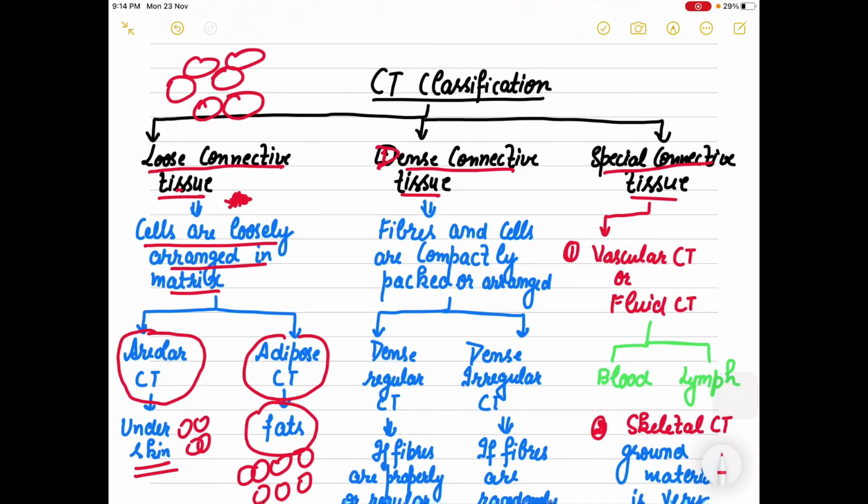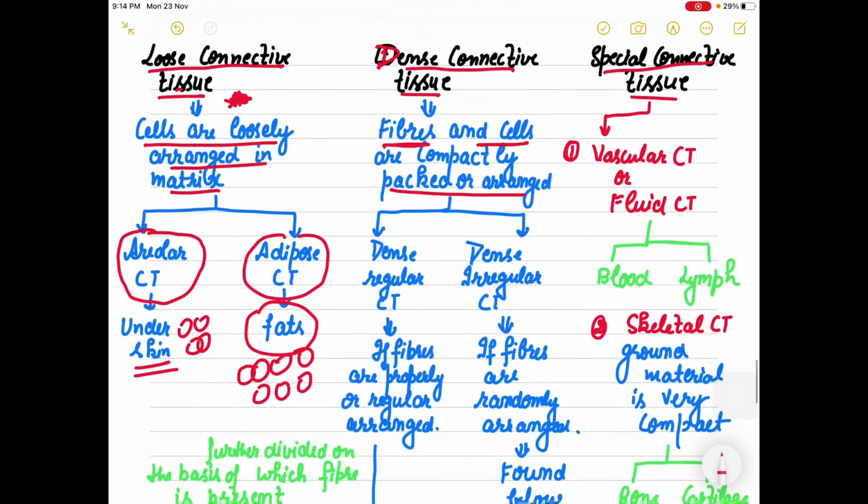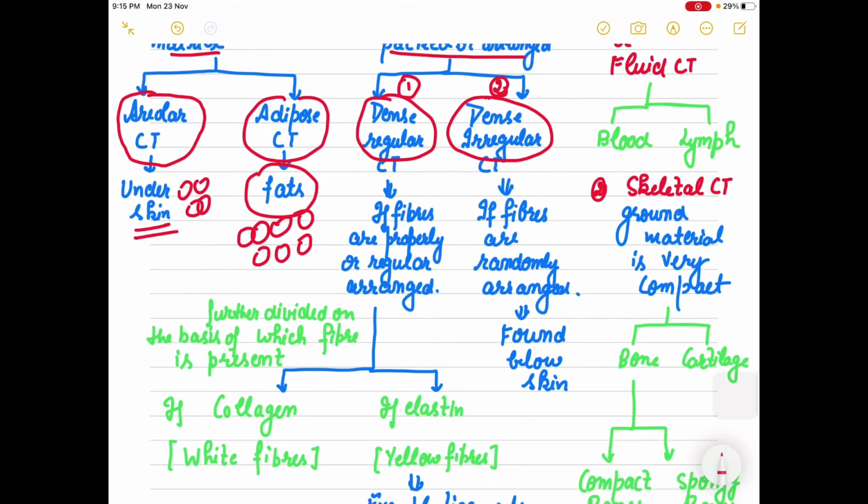If we talk about dense connective tissue, now you know that the cells and the fibers are compactly, very tightly packed or arranged. On the basis of that, arrangement packed है, but वो भी कैसी है? Regular है कि irregular है? On the basis of this, dense connective tissue is of 2 types. Dense regular connective tissue, जिसमें arrangement बहुत proper है, बहुत regular है. And one type is in which arrangement is very irregular, randomly.